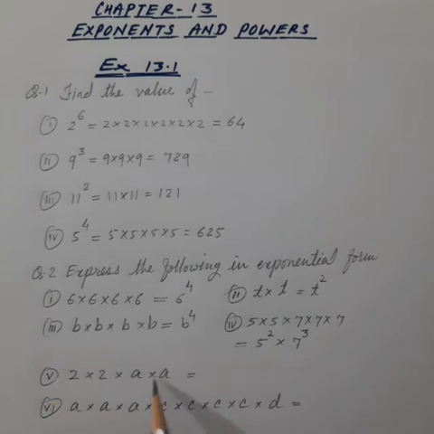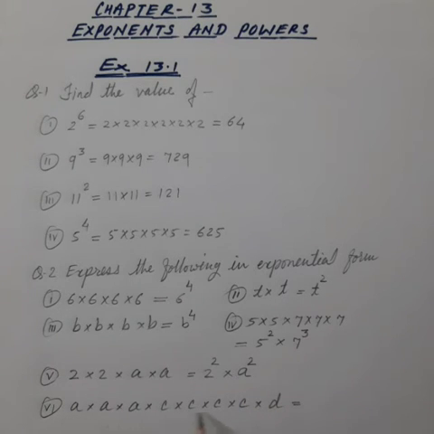Fifth, here also there are two numbers. In this multiplication, 2 is repeatedly multiplied, so base is 2. 2 is repeatedly multiplied by itself 2 times, so power is 2. Second power is called square. So we can read it as 2 square into. Now in this multiplication, a is repeatedly multiplied. So base is a. a is repeatedly multiplied by itself 2 times. So power is 2, a square.